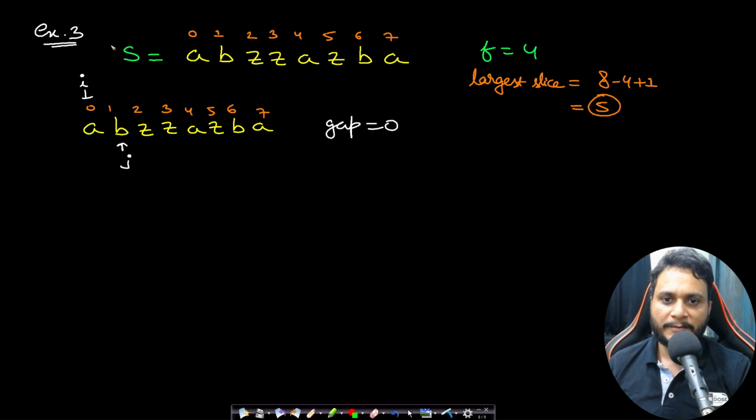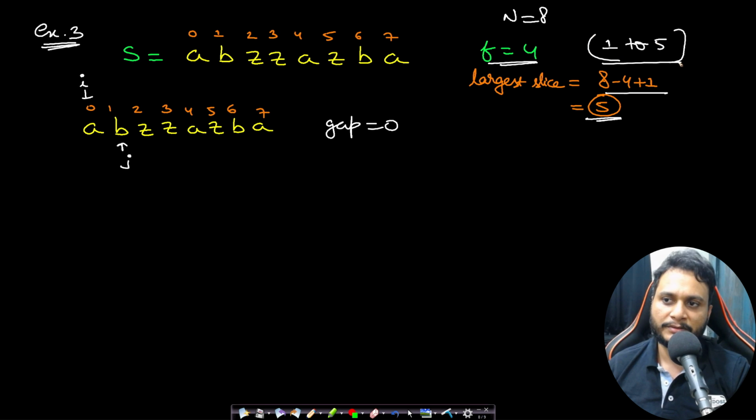Now let's take the third example. In the third example, you have n value 8, number of friends are 4. So n minus f plus 1 is going to be 5. Okay, so I am allowed to have the largest string in the range of 1 to 5.